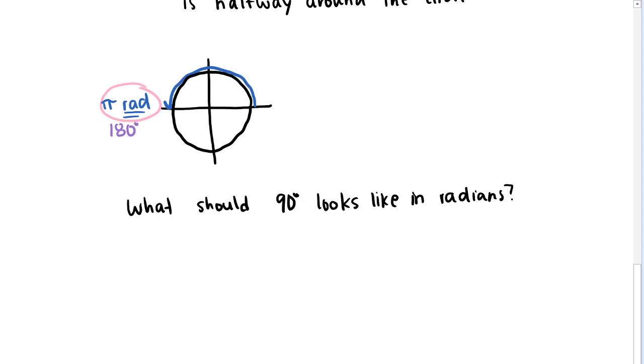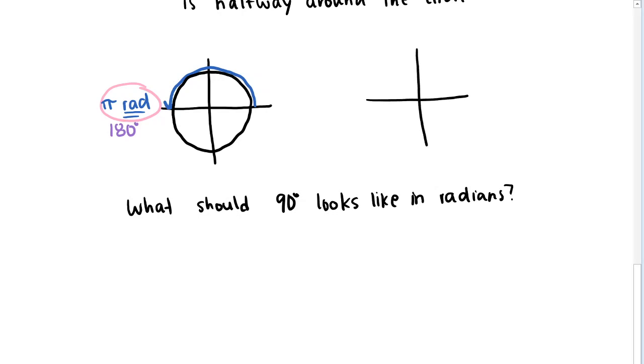Right, so pause the video, take a moment to think about this. What should 90 degrees look like in radians? So, if we know that 180 degrees corresponds to pi radians, well then half of 180 degrees is 90, so half of pi radians should correspond to 90 degrees.